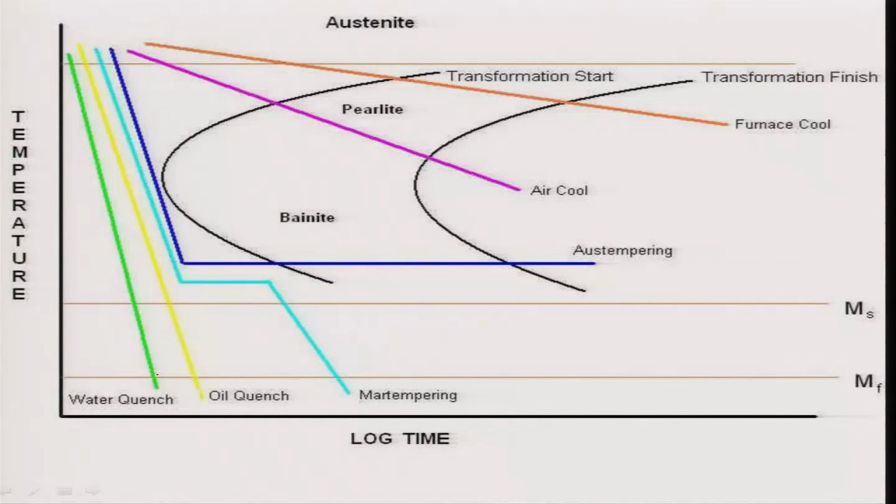There is another transformation, very interesting, what is known as martempering. You cool it, keep it there so that you have formed a little bit of bainite, and then you quench it, correct. If you quench it, the rest of the austenite will form martensite. So, this one will lead to lower bainite plus martensite.